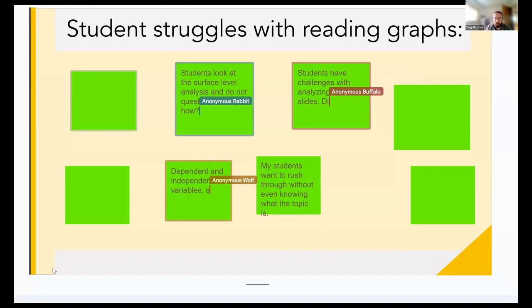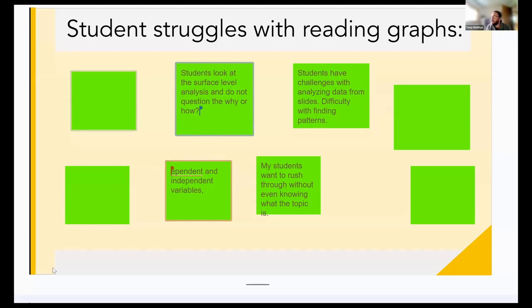All right, it seems like typing's slowing down a little bit. Just in the interest of time, I'll probably start moving us along. But it seems like some of these struggles that are coming out are some of the ones that we really tried to address with this lesson. So things like students rushing through without even knowing what the topic is, kind of not connecting the graph back to the bigger question. Students having challenges analyzing data, difficulty finding patterns. Some of that is in this lesson as well. Students look at the surface level.